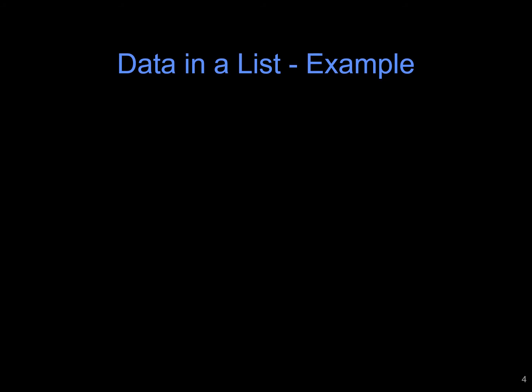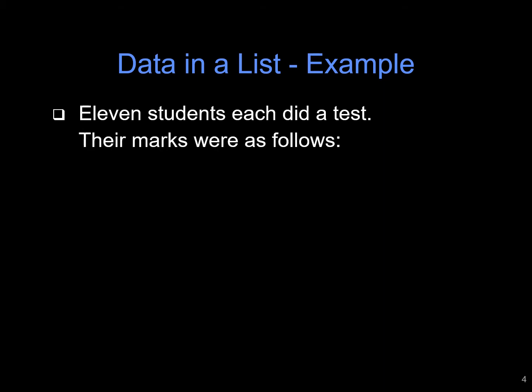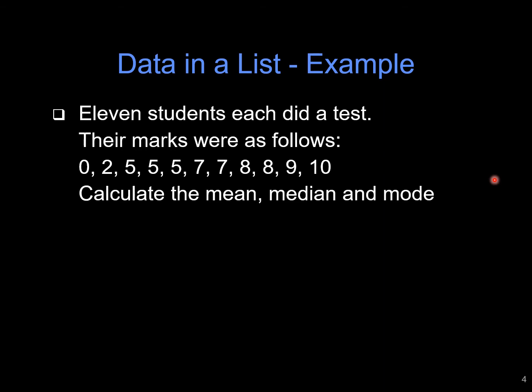So let's have a look at an example. Let's imagine 11 students each did a test, and these were their marks. So the first student scored 0, second student scored 2, and so on. The 11th student scored 10. Now let's calculate the mean, the median, and the mode for that list of data.